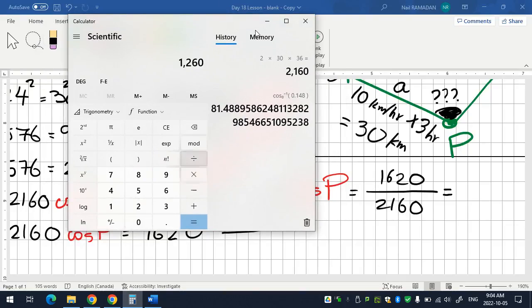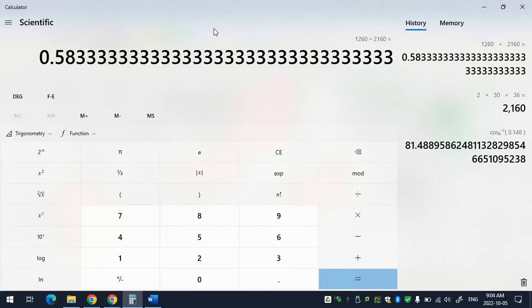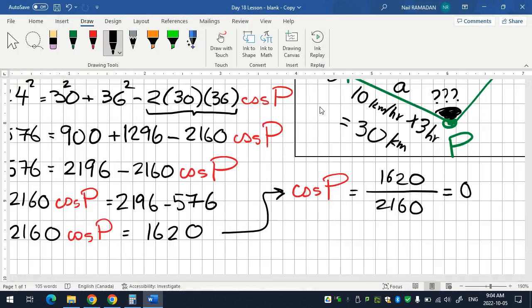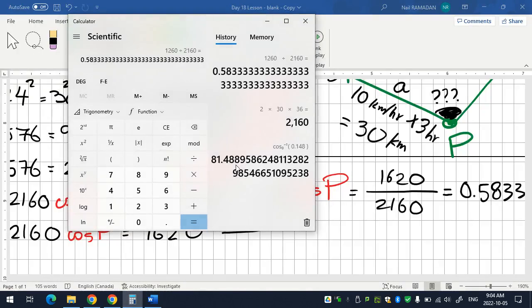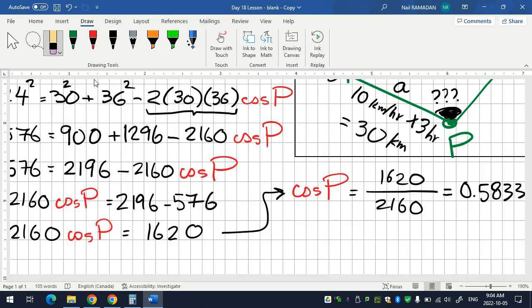Well, 60 divided by 2160. Oh, interesting. What's that number? 0.5833. All threes, so nothing is going around. Oh, did I make a mistake? Oh, instead of 1620, I did what? My bad. Thank you. Perfect. 1620 divided by 2160. Okay, much easier. Much nicer too.